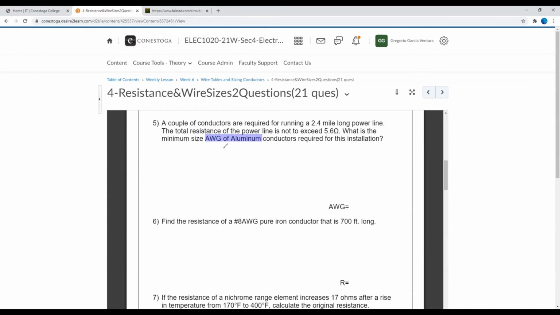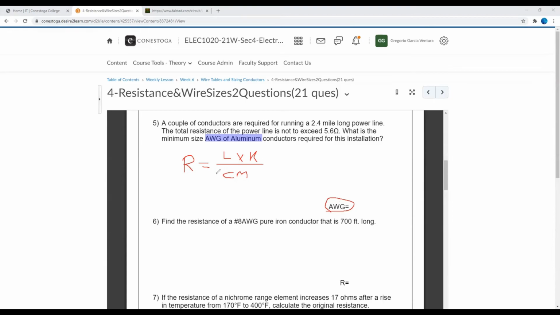So let's get into the formula. We know that R is equal to L times K divided by CM. The thing that we don't know is the CM. That's what we want to determine. And you may say, well, it's not asking for CM, it's asking for American wire gauge, and that is totally true. We'll get back to the table so you can see the conversion of CM to American wire gauge.